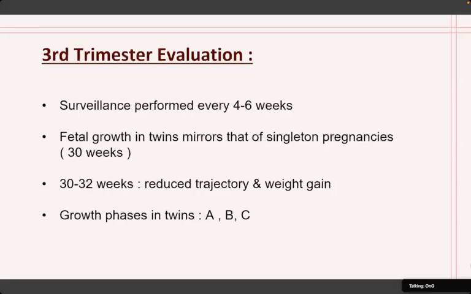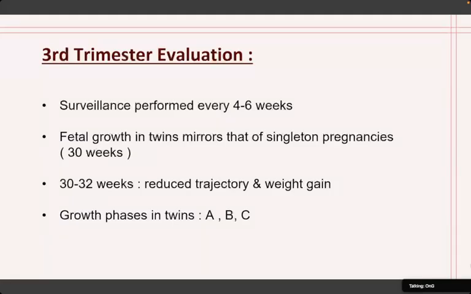Between 30 to 32 weeks, there's a reduced trajectory that is seen, and it's not necessarily a sign of pathology. In fact, the slower trajectory is actually helpful for physiological adaptation of the twins with regards to nutritional management, in its attempt to not overdistend the growing uterus itself.